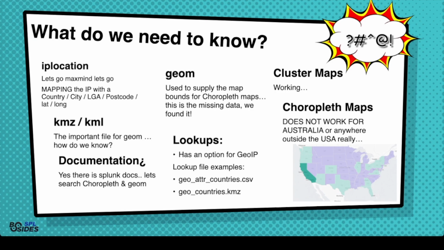And when we look at our lookup options, we see that we have an option for GeoIP. That appears to be more something around updating the MaxMind database, perhaps. And we have some lookup files, geo_attribute_countries, or geo_countries for our KMZ file. Our KMZ files are compressed versions of our KML files. So we're going ahead in that direction.